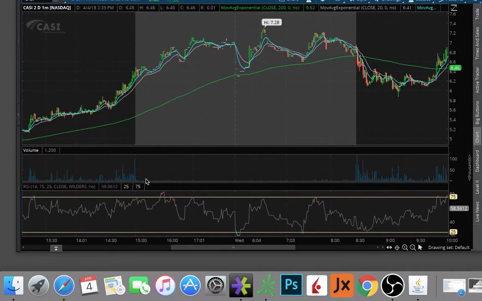So you don't see hardly any volume. All these people right here that bought in the low sixes, when they wake up the next morning and look at their stock and see that it's up in the sevens, they're like, oh my gosh, I'm up almost $1 a share. So all these people that were buying into the close become sellers the next day when the market opens because their stock is up so much.